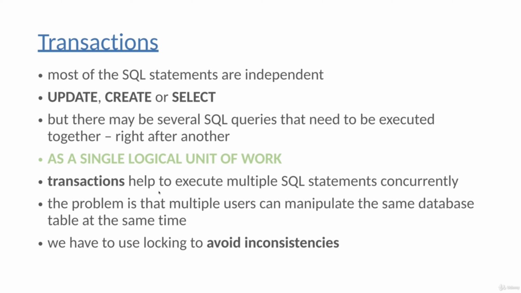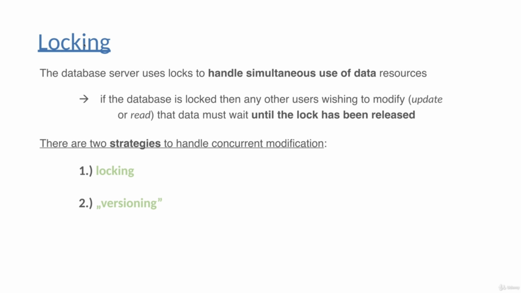So transactions help to execute multiple SQL statements at the same time. The problem is that multiple users can manipulate the same database table at the same time, and this is why we have to use locking techniques in order to avoid inconsistencies. So first of all, let's talk about locking. The database server uses locks in order to handle simultaneous use of data resources. If the database is locked, then any other users or sessions wishing to modify, such as update, or read that data, must wait until the lock has been released.